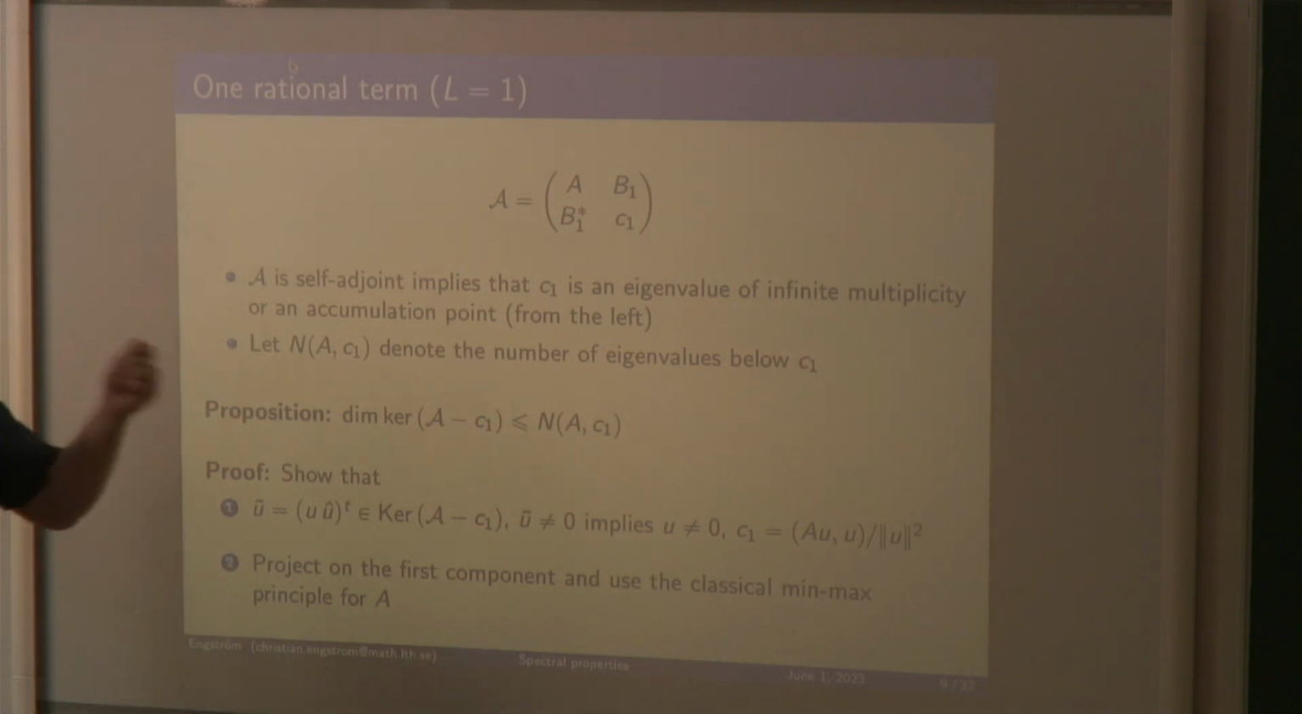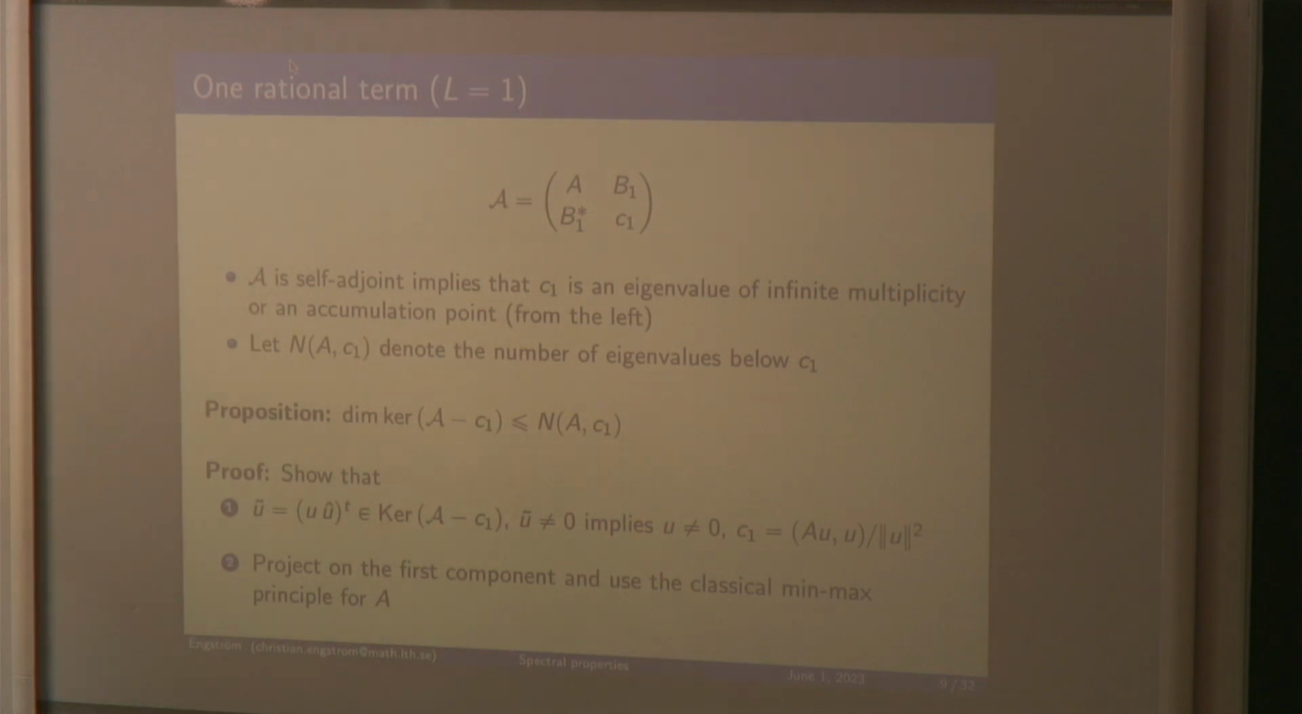C1 is in the central spectrum, so it must be an eigenvalue of infinite multiplicity or an accumulation point of eigenvalues, because it's an isolated point. And we know that there's a gap above C1 from what I said in the last slide. So if we have an accumulation of eigenvalues, it must be from below to this point, C1. Okay. So now we need to exclude the possibility that this is an eigenvalue of infinite multiplicity.